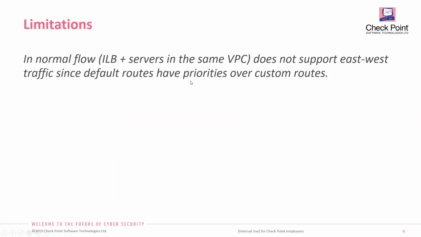So we have default routes priorities over the custom routes. What does it mean? That the traffic will not go through as it is supposed to, and this configuration will not work. The traffic will go through without any checks from the Check Point cluster side.